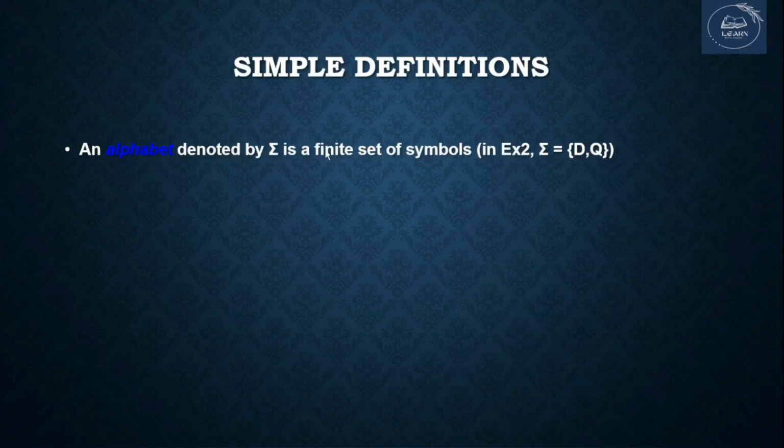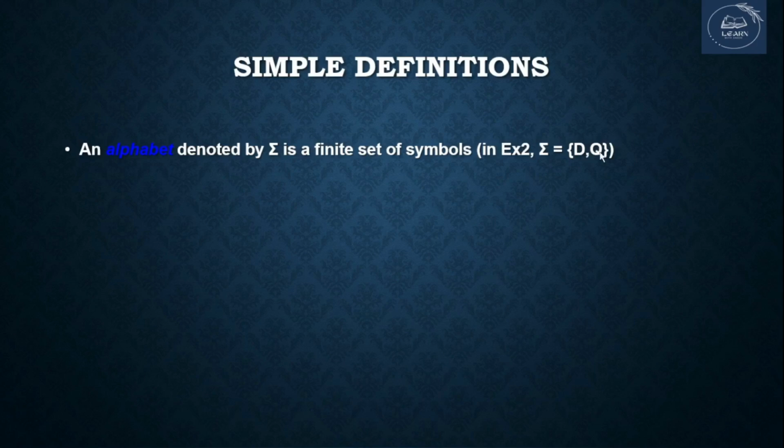Now some simple definition of terms in this series. The first one is an alphabet. What does an alphabet mean? An alphabet is denoted by the sigma, and it's a finite set of symbols. Just like in our example in the previous page, we can see the vending machine has only two symbols, the D and the Q. So when we are told about what is the alphabet of the vending machine we had earlier, we can say it is just D and Q.